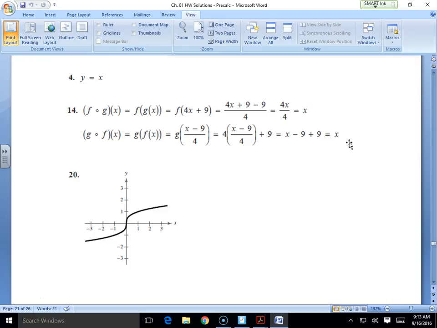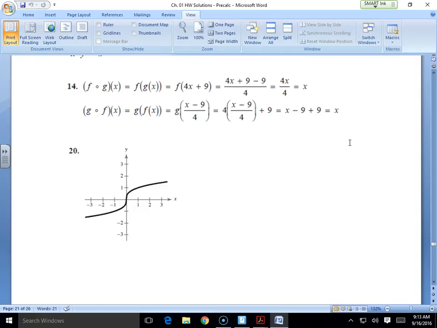Number 20. Who is he the reflection of? X2. Is that what you were doing? Were you flipping him across the y equals x? He'd be the reflection of this one, right? That could be a little hard, unless you did your little y equals x, and you remember you take one piece at a time.